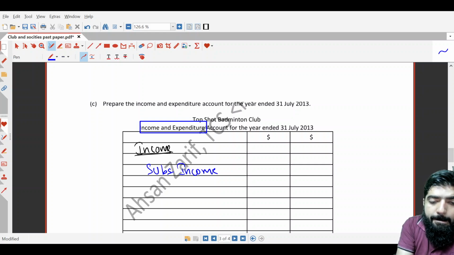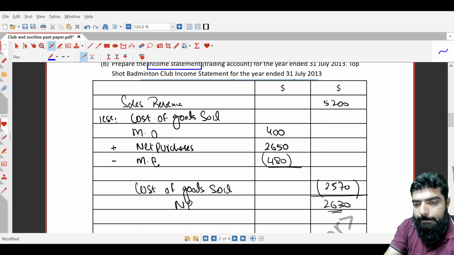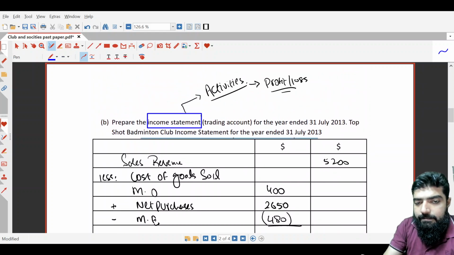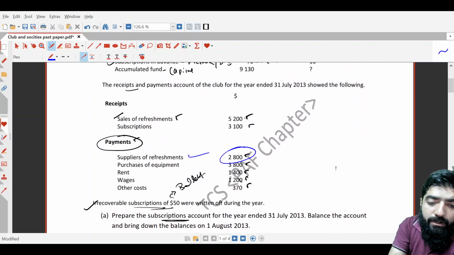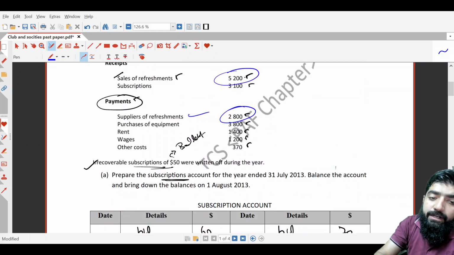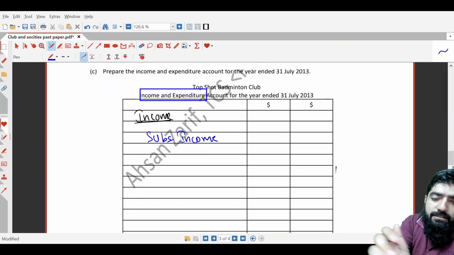Any other income? I mean, we had sales from the refreshments. Will the sales from the refreshment be recorded? Will this amount be recorded? No, we already got it for the gross profit. So yes, we calculated the profit from that refreshment, which is 2630, right? Yes, 2630, that will be recorded. Profit from refreshment.